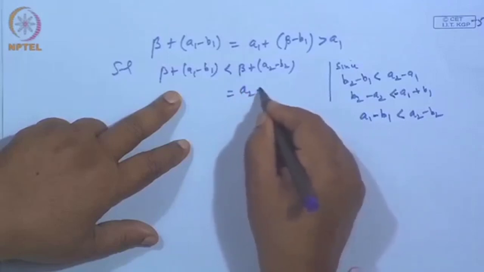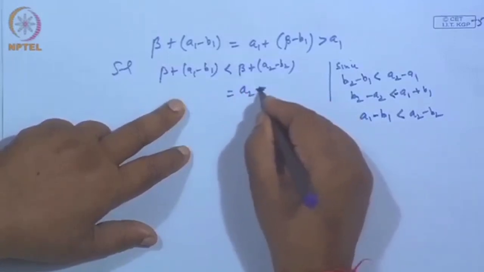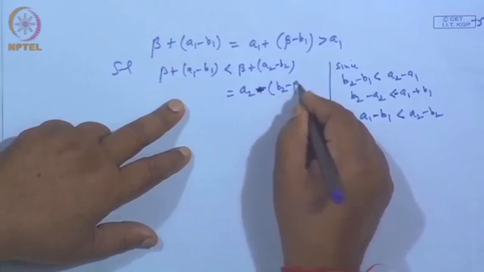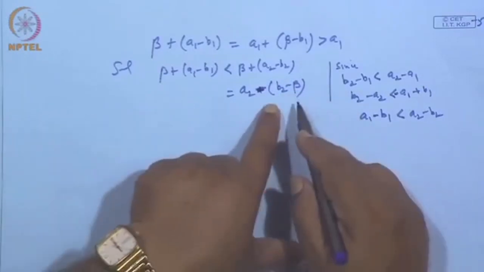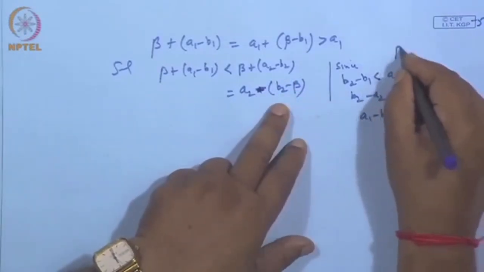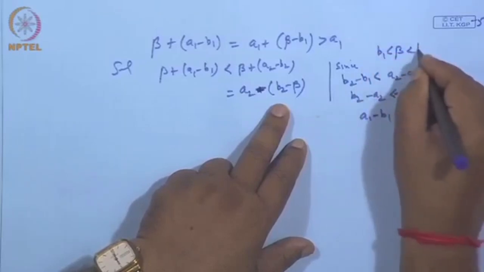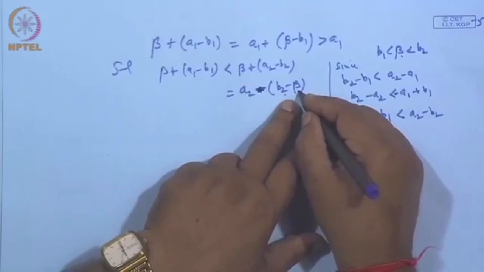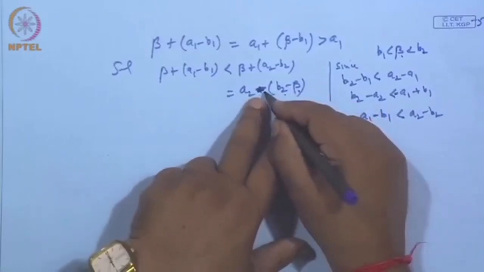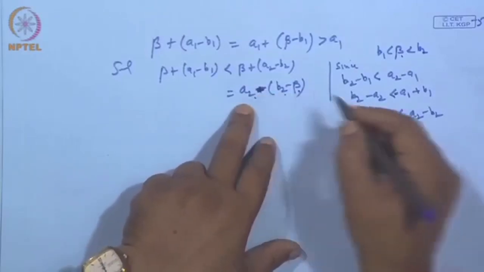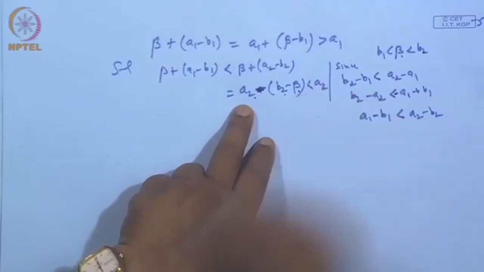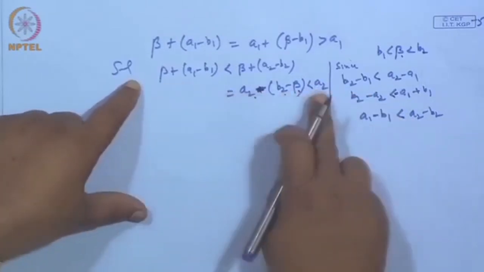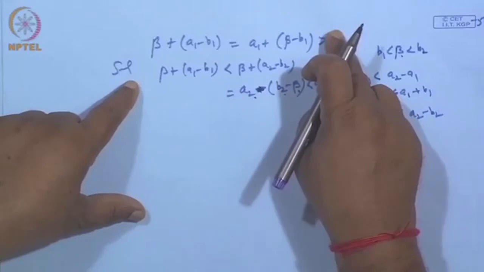So, if I take this, it is strictly less than beta plus A2 minus B2, and again this is A2 plus minus times B2 minus beta. But beta lies between what? Beta lies between B1 and B2. So B2 is greater than beta, so B2 minus beta is positive. You are subtracting a positive quantity from A2, so will it not be less than A2? So this number lies between A2 and A1.